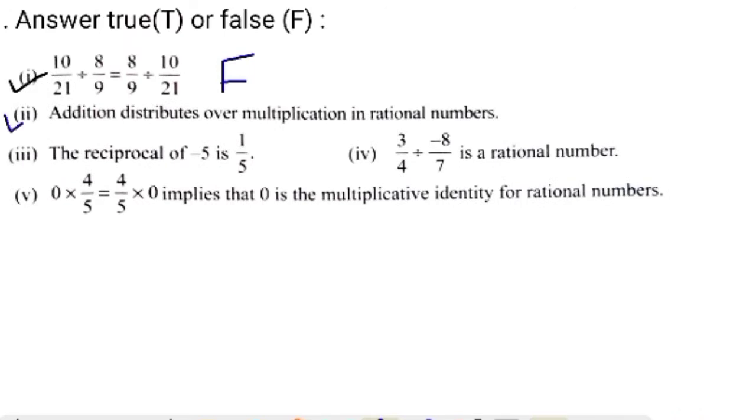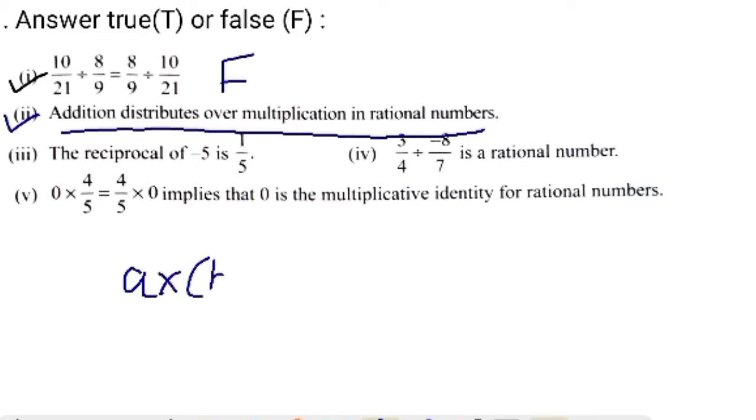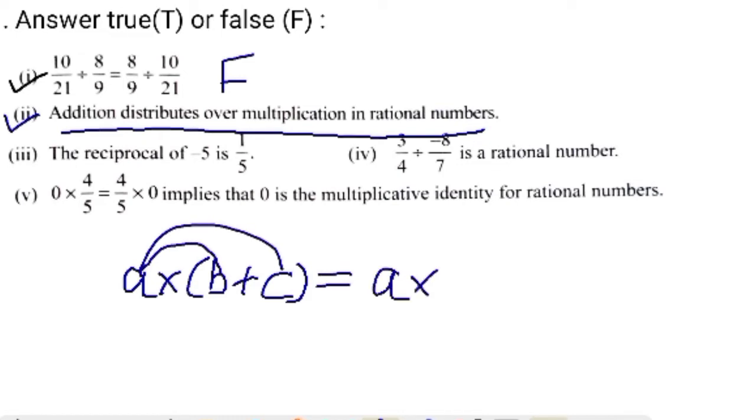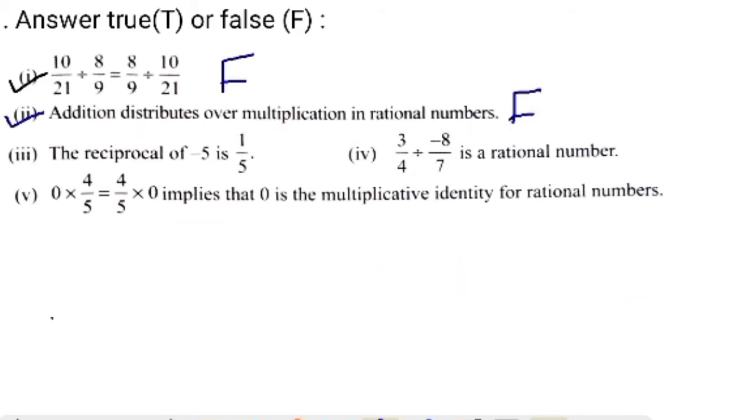Next, addition distributes over multiplication in rational numbers. Whether we talk about rational numbers or whole numbers, we write A multiply B plus C. So multiplication distributes over addition. This will be A multiply B plus A multiply C. So multiplication distributes over addition, but here they said addition distributes over multiplication. So this is false.